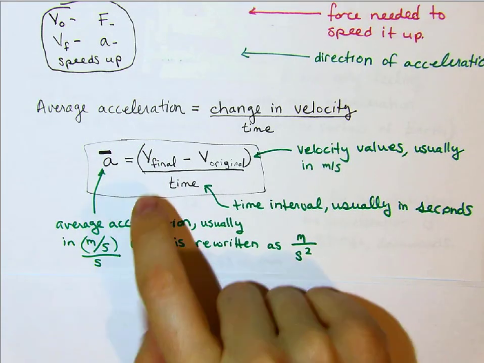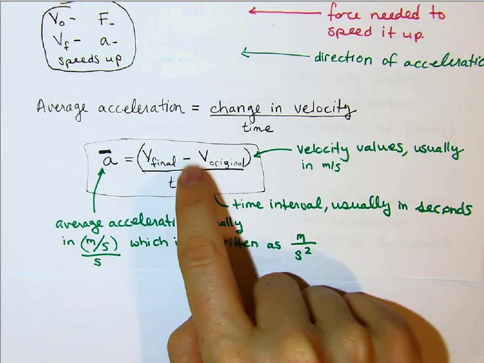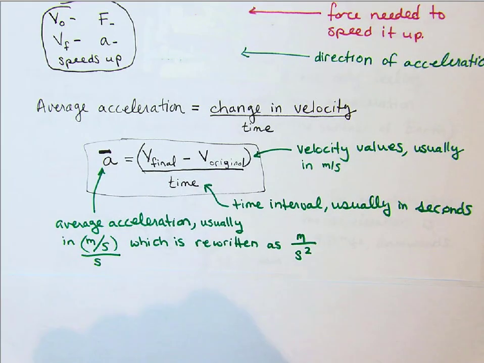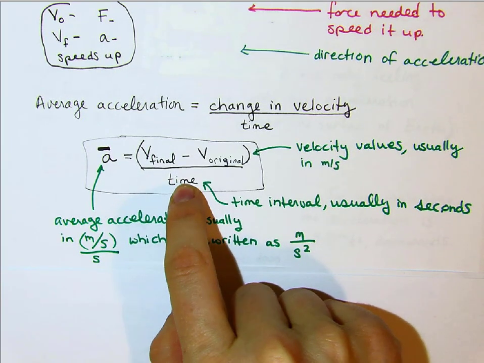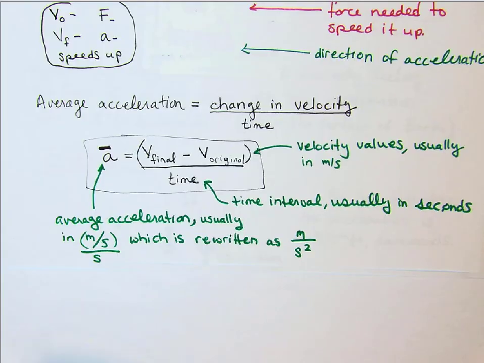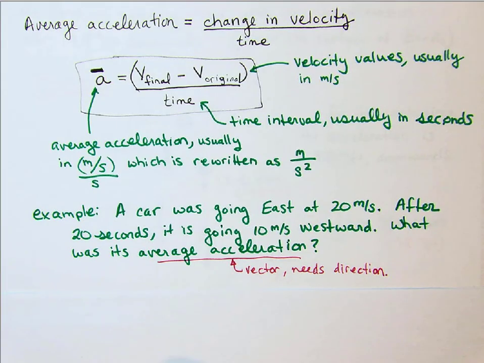In order to find that, you have to take the final velocity and subtract the original velocity, and then divide it by the time interval between the original time and the final time. As a quick example, I made this up. A car was going east at 20 meters per second. After 20 seconds, it is going 10 meters per second westward. What was its average acceleration? And if you ever are asked for an acceleration, you should make sure to remember that it's a vector and you should give a direction.